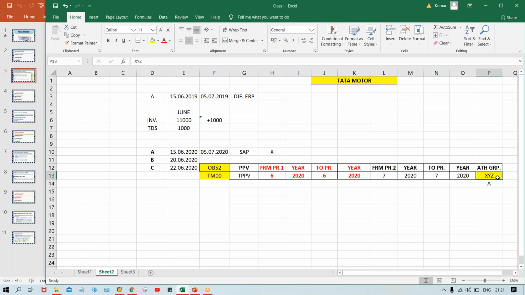But here some certain conditions are there. This 6th period is open for this authorization group XYZ, and against this authorization group, one user ID is assigned. Which one? A. It means the 6th period is open only for A. So once A is going to post the transaction, he is going to log in through his own user ID. So A will be able to post the transaction, while at the same time B and C will not be able to post the transaction.